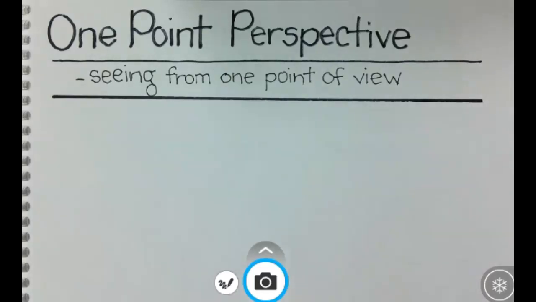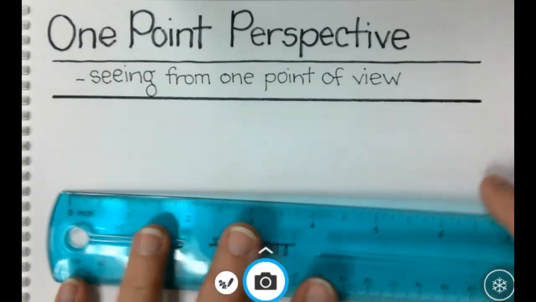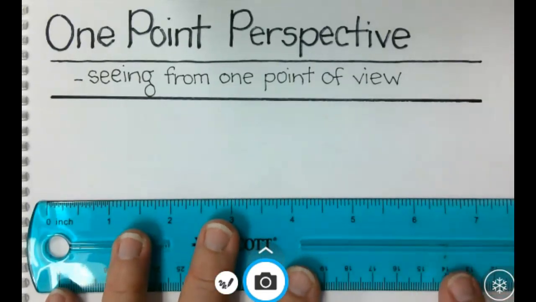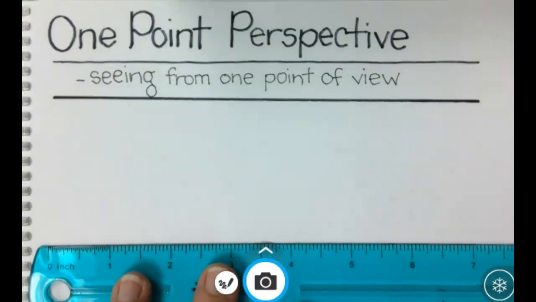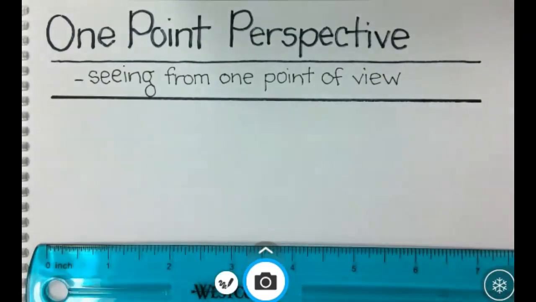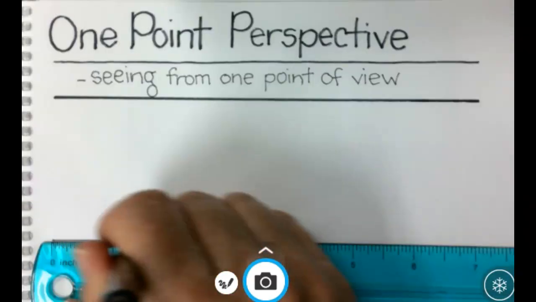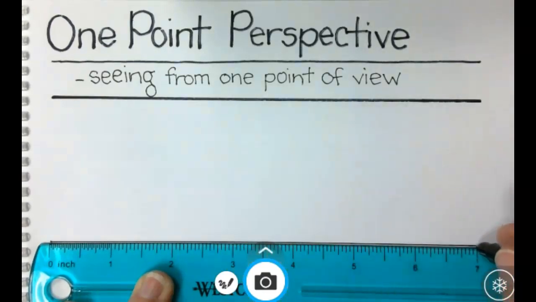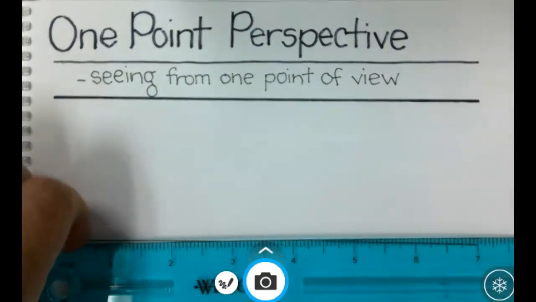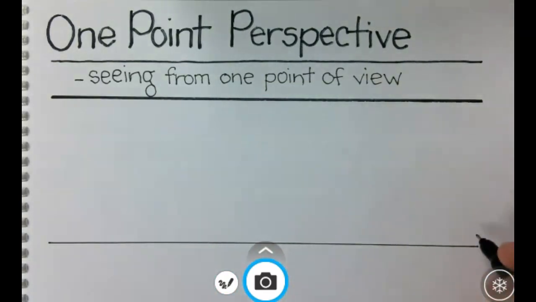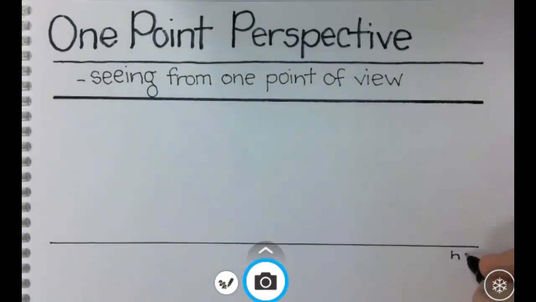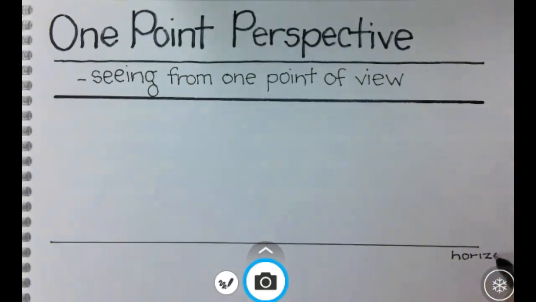So when we're working with one point perspective, again, we're thinking about seeing from one point of view. And when we talk about that point of view, a lot of times we start with something that is called a horizon line. We're just going to make this imaginary horizon line, and we're going to name it. We're going to name it the horizon line.